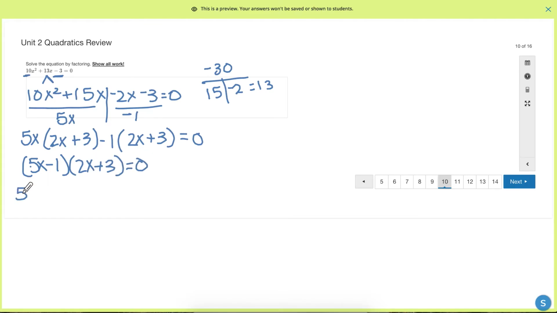We would set both of those equal to 0, and solve for x. To solve for x, over here you would get 1/5, and over here you would get -3/2. We'd add 1, divide by 5, subtract 3, divide by 2.